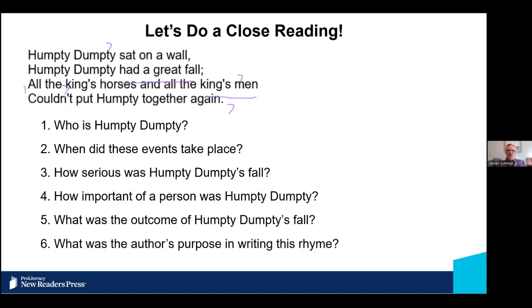Okay, good, Deb. Thank you. He had a great fall. So this was no 3 foot fence unless Humpty was really, really, really tiny. This was a big wall. Okay, good stuff. We're always trying to drive back to the text, back to the text. What evidence do we have? Even a single word can be important.